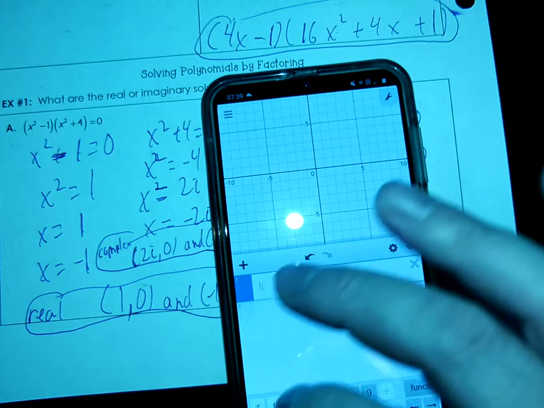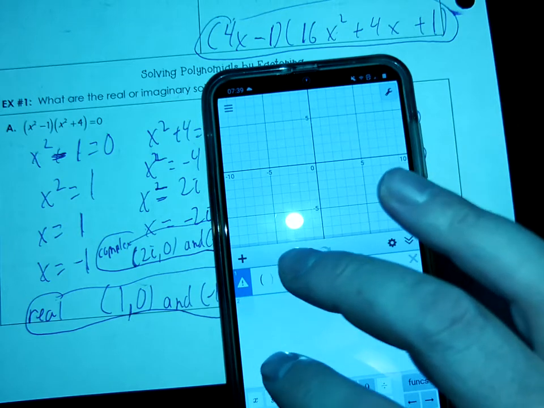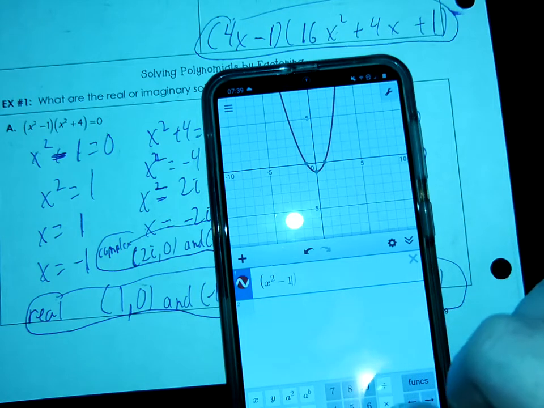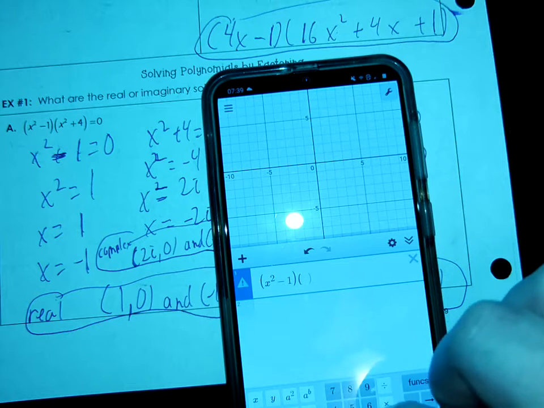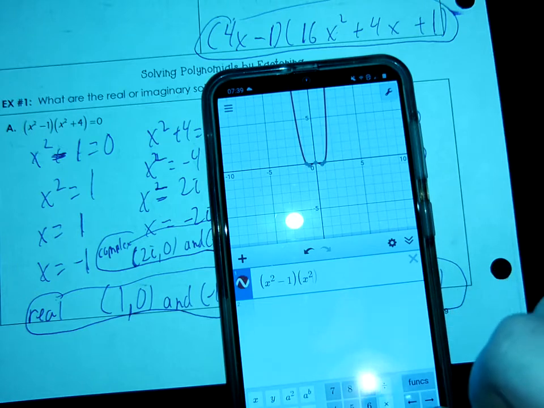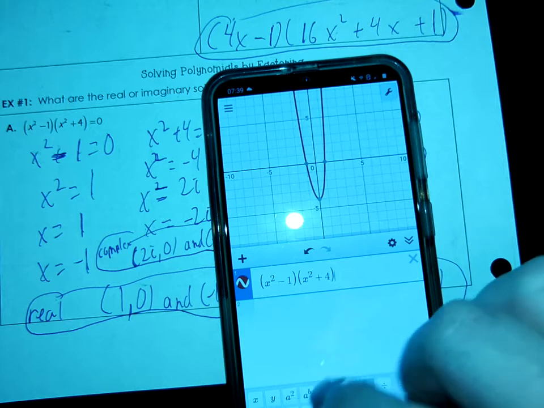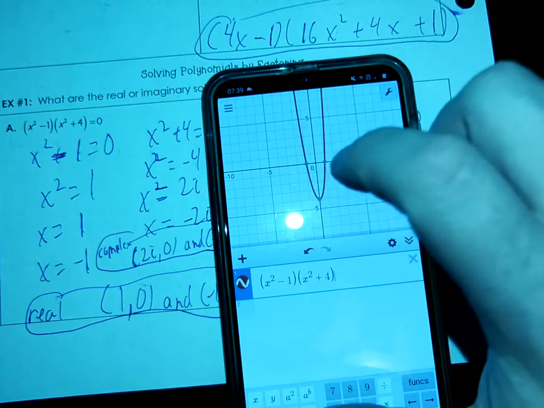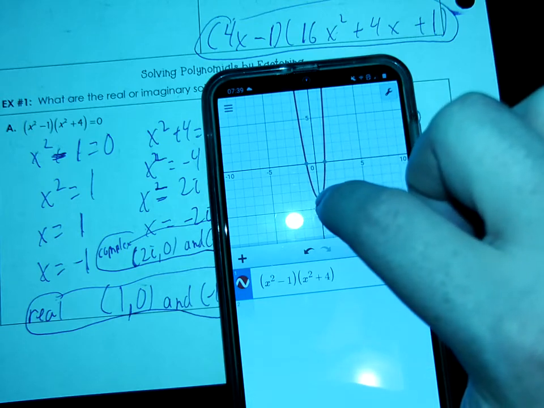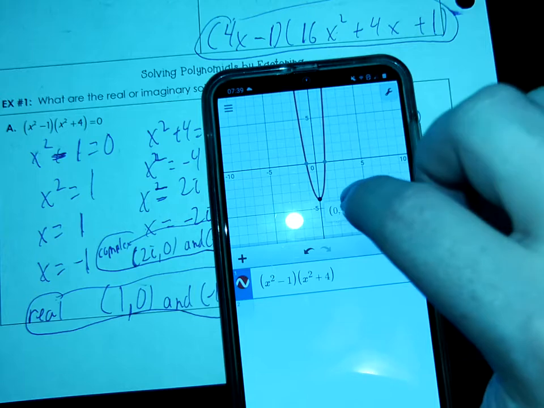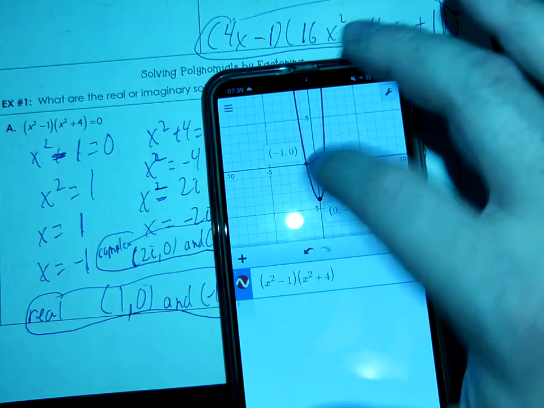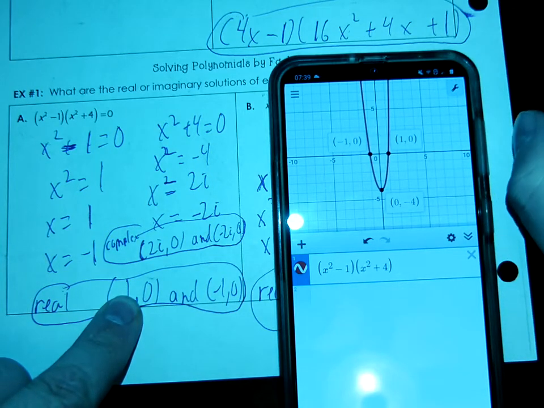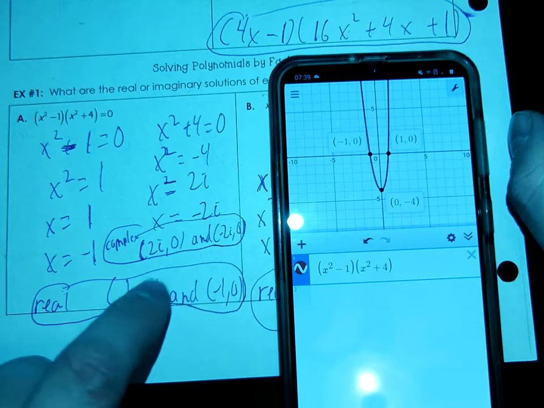type the equation in. Let's talk about the first one, x squared minus 1 times the quantity x squared plus 4. What did I just do? I graphed this on my calculator in Desmos, and now I can find the vertex. It's not really important in this case because I'm asking you to graph it, but these two values, negative 1, 0 and positive 1, 0, are my real zeros.